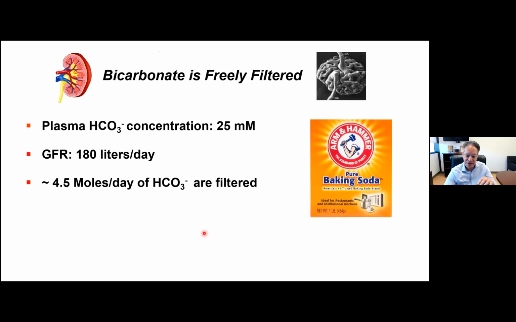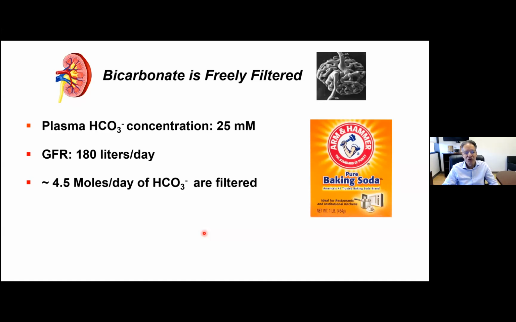So before we get into the clinical phenomenology, I'm going to back up and just talk a little bit about some physiology in the nephron. And to understand what's going on in renal tubular acidosis, you have to understand how bicarbonate is handled. So as most of you know, bicarbonate is freely filtered. It gets through the glomerulus. And obviously, if nothing happened after that, we would be excreting all this bicarbonate in the urine.